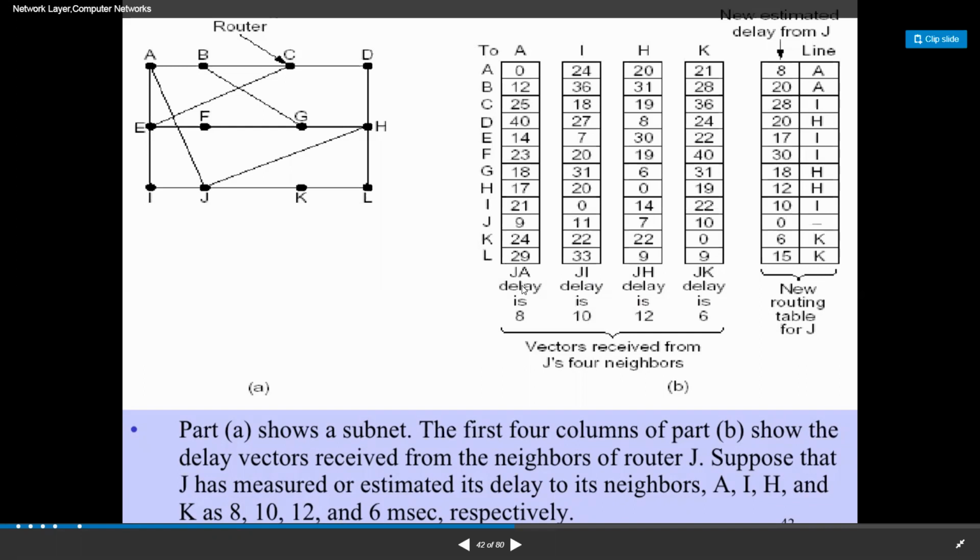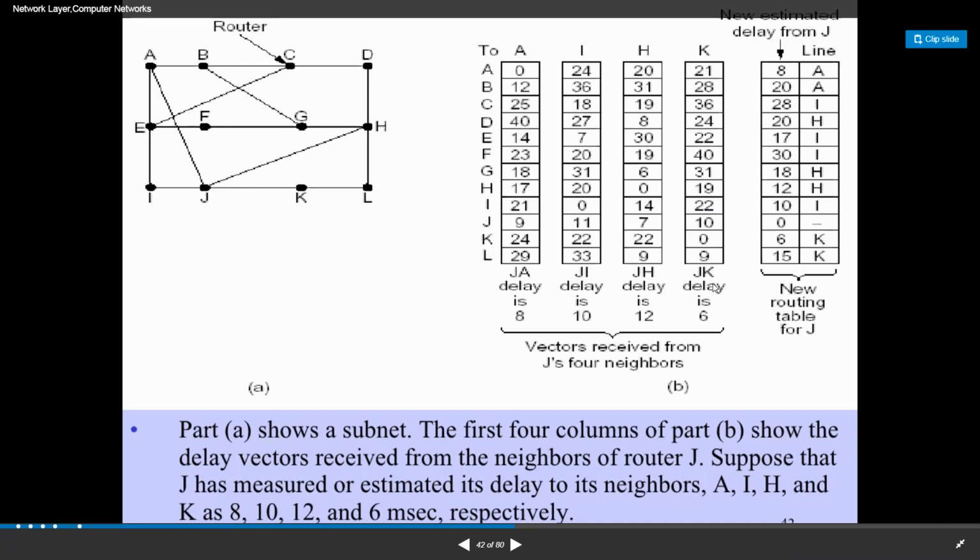Okay, this is 20. The second one is 46. Now the third one. To go from J to B, the alternative is H. J to H is given as 12 and H to B is given as 31. 31 plus 12 together is 43. So we have 20, 46 and 43. And next, another alternative is J to K and K to B.